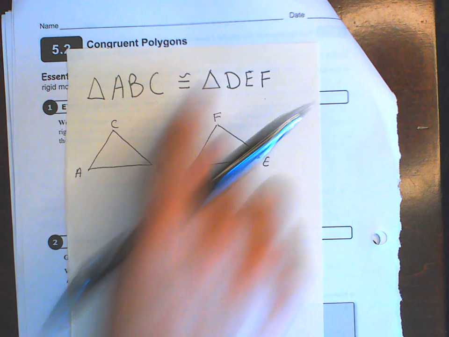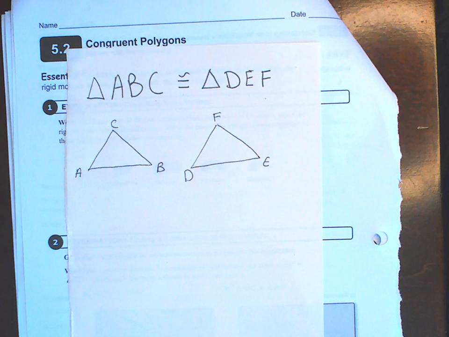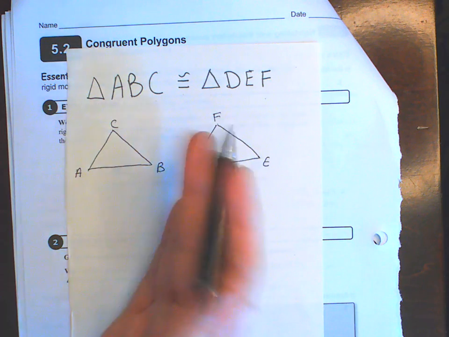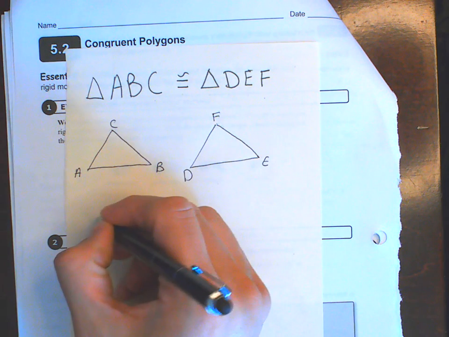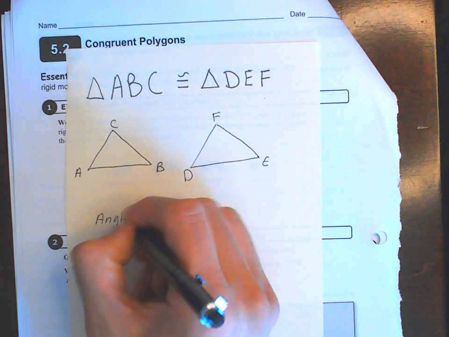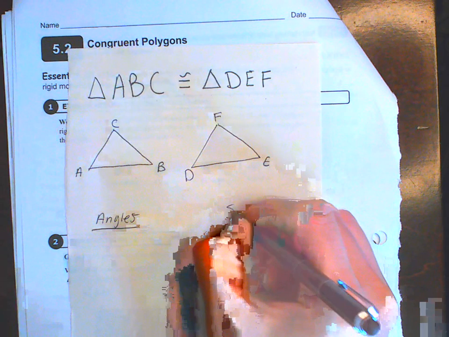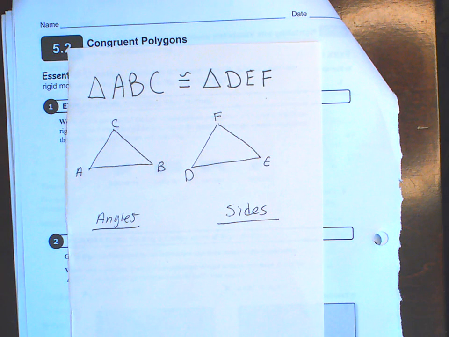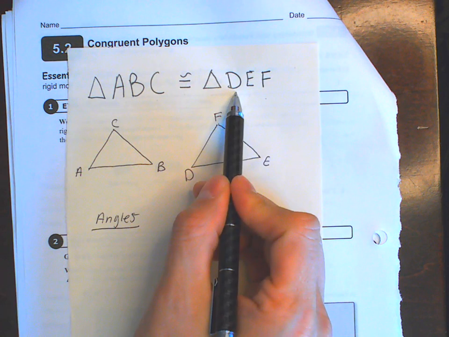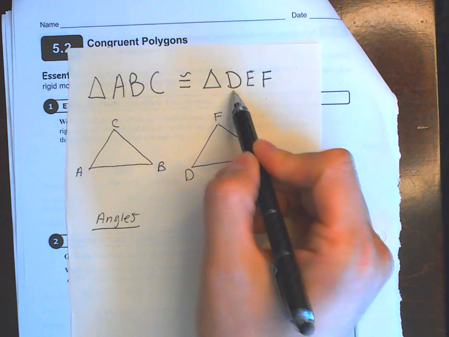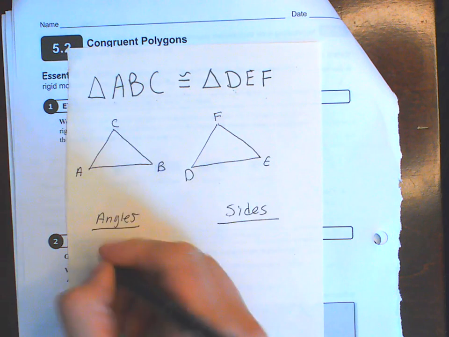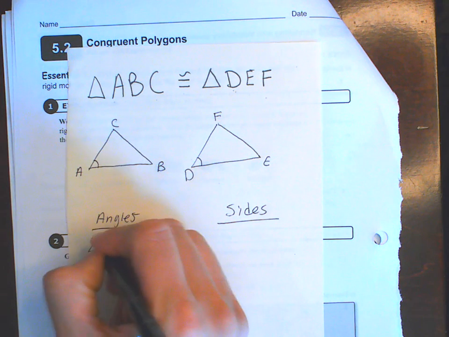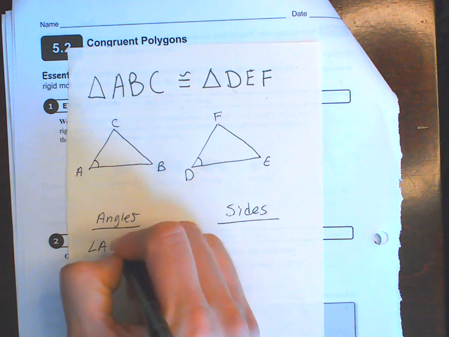Now, based on this, these two triangles are going to be congruent, which means that they have two things in common: their angles and their sides. Okay, so we're going to focus on the angles first, and then their sides. So let's look at the angles. Because these two triangles are congruent, angle A corresponds to angle D. That means that angle A and angle D are going to be congruent. So angle A congruent to angle D.